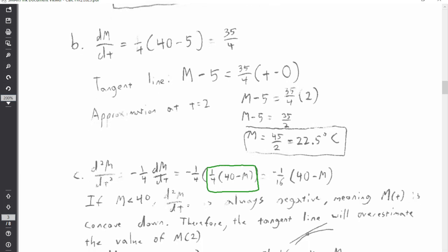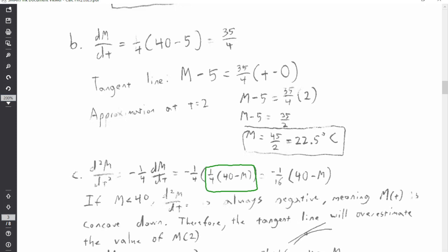So if the second derivative, d2m/dt2, is always negative, that means we're always concave down. And for a concave down function, the tangent line is going to sit above the function. You can draw a picture to verify this for yourself, which I did over there. The tangent line will sit above that point. So we're overestimating m of 2.